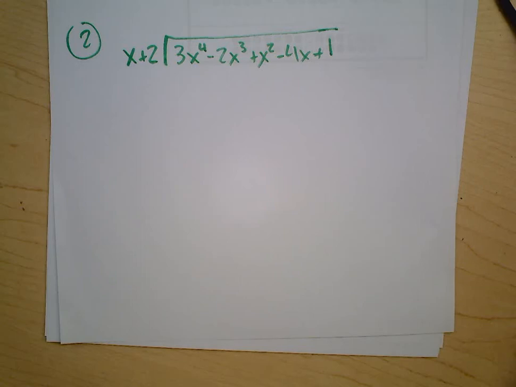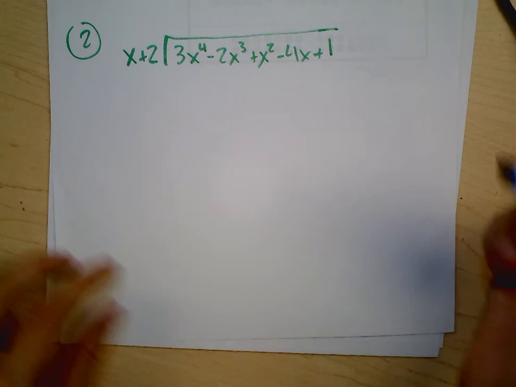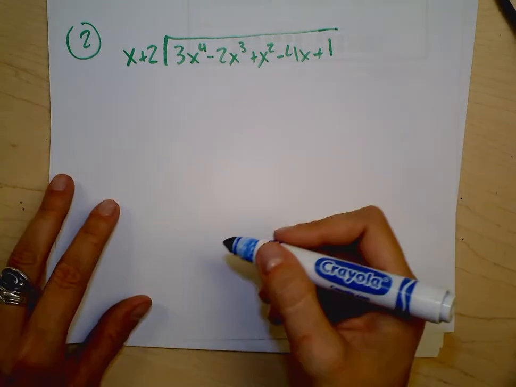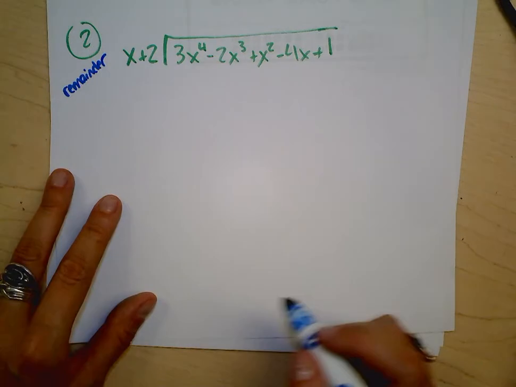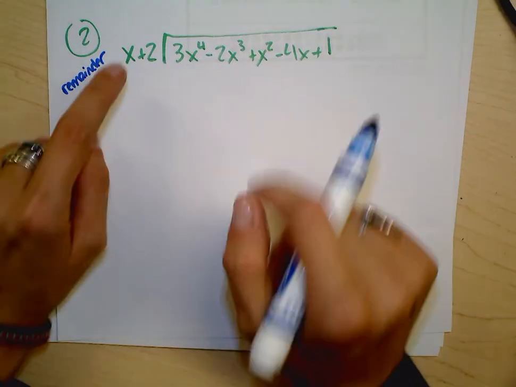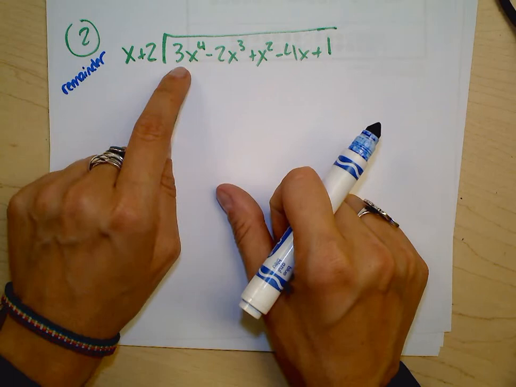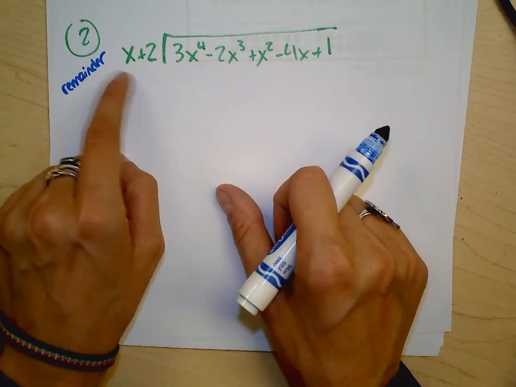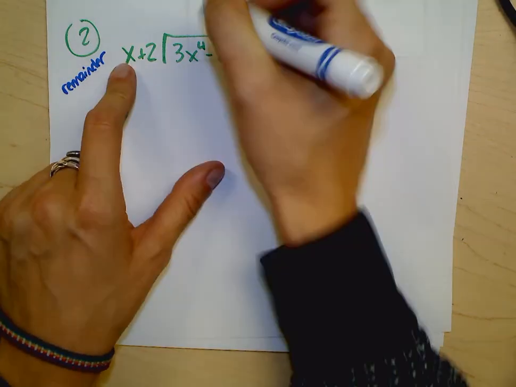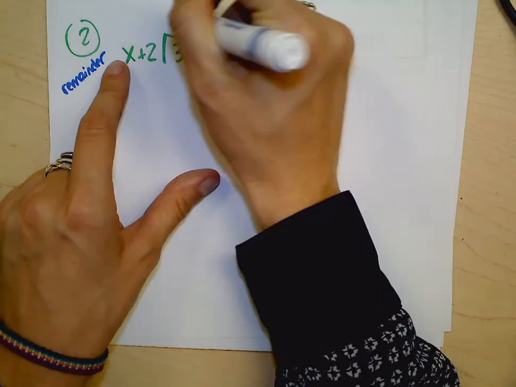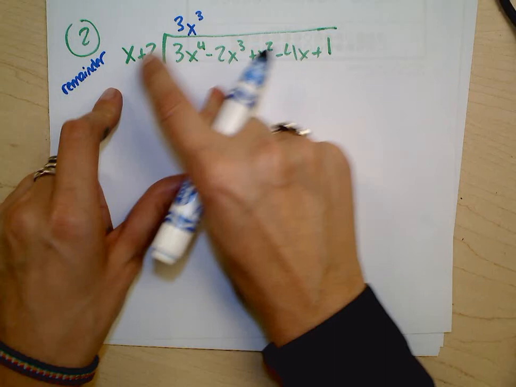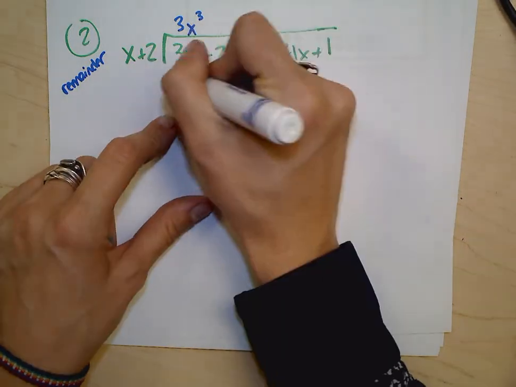So here we go, number 2. All number 2 was asking for was the remainder. So all I'm going to be putting in is a number here. So I'm going to ask myself, x times what gives me 3x to the 4th? Well, if I already have 1x, that means I'm going to have 3 more x's and a 3. Because I know that 3x to the 3rd times x will give me 3x to the 4th.